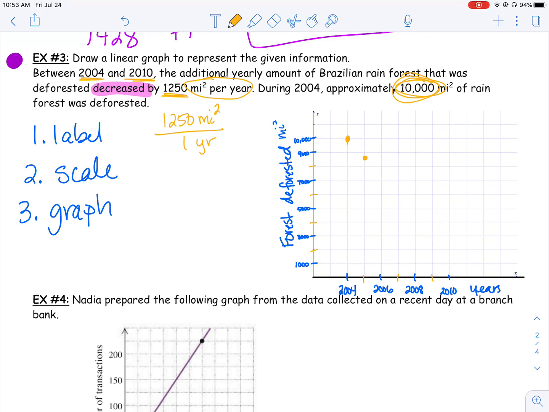If this rate is going to continue every single year, we can go down by 1,250 square miles per year every single year and kind of graph that same rate to show the linear relationship between the two values. We can then use it, maybe, to estimate how much rainforest is going to be cut down in 2011 or 2012 or something like that. But using this rate to help us determine what our line is going to look like.